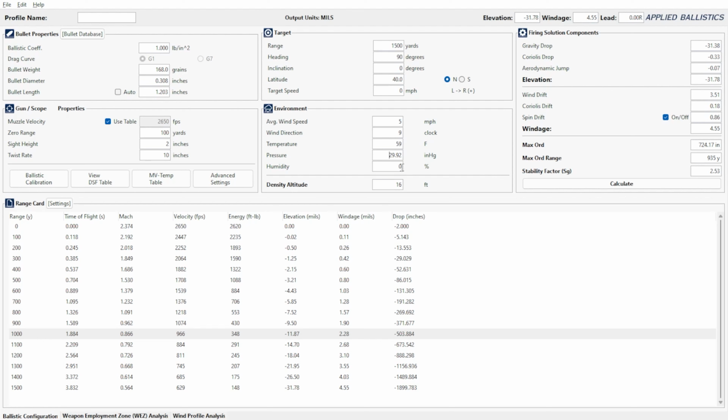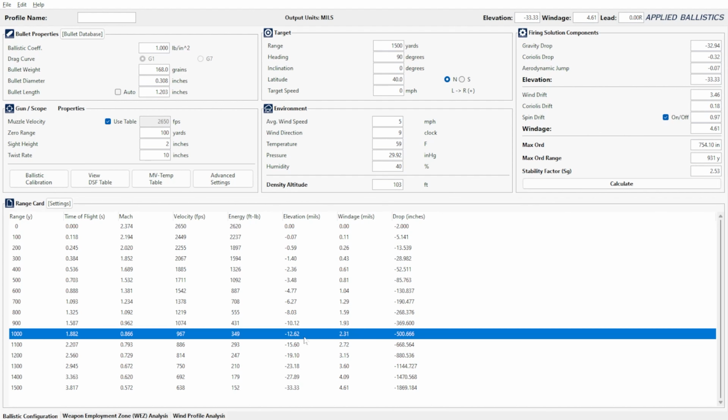Humidity does make a slight difference. It might be worth inputting if you're an extremely long range shooter, but the differences aren't massive, and to give you an idea of how it would affect it, if we put in 40%, we're currently at 12.66 mils of elevation. If we went from 0 to 40%, we go to 12.62 mils of elevation. That's at 1,000 yards. So not a massive difference.